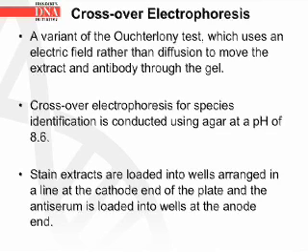Crossover electrophoresis is a variant of the Ouchterlony test, which uses an electric field rather than diffusion to move the extract and antibody through the gel. Crossover electrophoresis for species identification is conducted using agar at a pH of 8.6. Stain extracts are loaded into wells arranged in a line at the cathode end of the plate, and the antiserum is loaded into wells at the anode end.